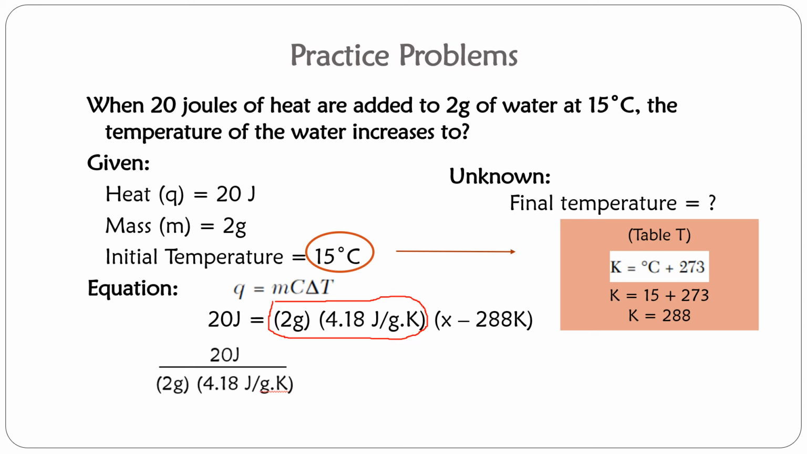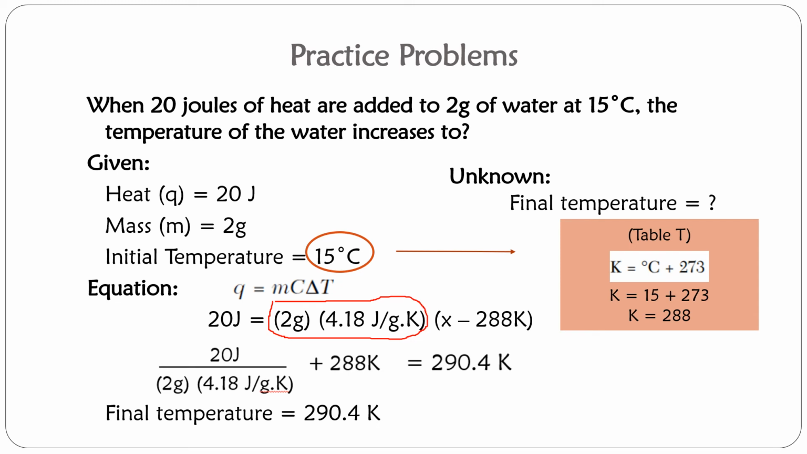So we'll have 20 joules divided by this quantity, 2 grams times 4.18 joules per gram Kelvin, plus 288 Kelvin. So now on the other side of the equation, we'll only have X. But when we do all of this math, our final answer will be 290.4 Kelvin, and that's going to be our final temperature.